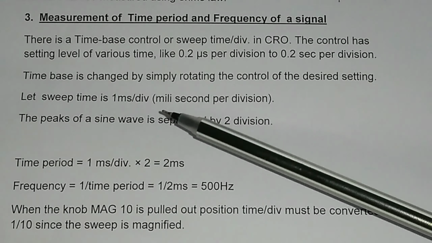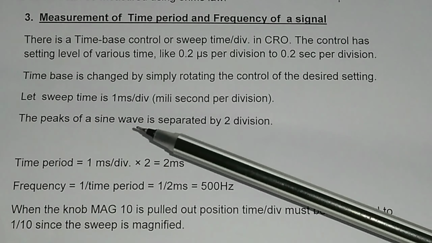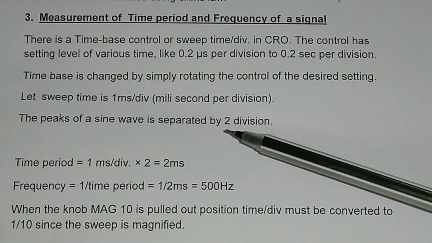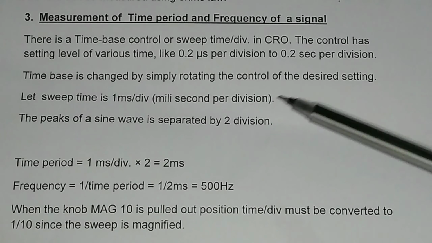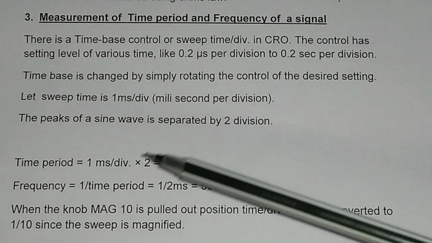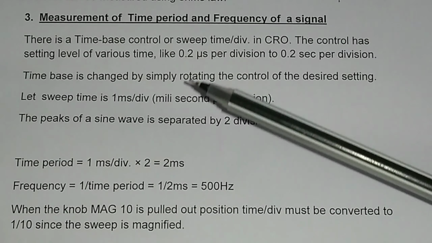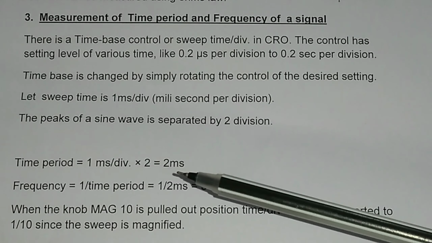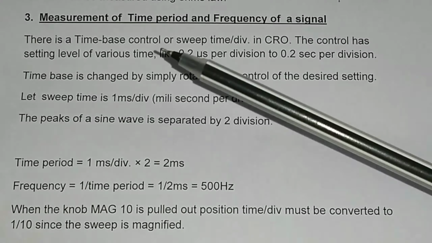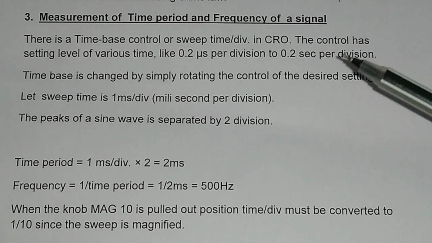Let us say you have set the sweep time to 1 millisecond per division, and the peaks of the sine wave are separated by two divisions. Suppose on the CRO screen you see the wave, and from one peak to another peak the distance is 2 divisions. Then what will be the time period? 1 millisecond per division, that is the sweep time, times 2, equals 2 milliseconds. This will be the time period, because the time base control controls the wave shape.